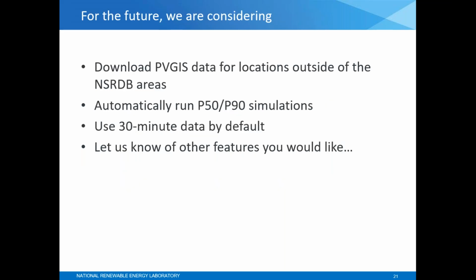We're going to continue working on the solar resource download features. One thing that we're hoping to do is to make it possible to download data from the PVGIS, which is another database that's maintained by the European Commission for locations outside of the NSRDB area. Maybe streamline the P50, P90 simulation process. The NSRDB data is available in either 30-minute or 60-minute time steps, so we may switch over to 30 minutes by default. And we're always open to suggestions for new features.